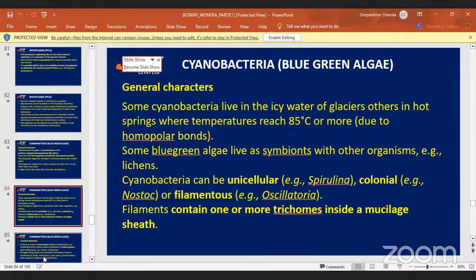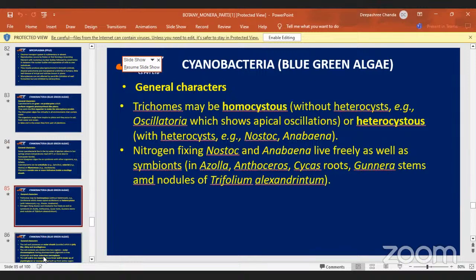So what they are saying is that cyanobacteria, as I told you, are in every part of the environment, like plains, terrace, everything. They live even in the glaciers or in the hot springs, unlike the halophiles, where they don't depend on the temperature. So 85 degrees Celsius or more. Some blue-green algae live as symbionts with other organisms. Cyanobacteria can be unicellular, colonial, filamentous. Filaments contain one or more trichomes inside the mucilaginous sheath. Trichomes may be homocystous, that is, without the heterocyst.